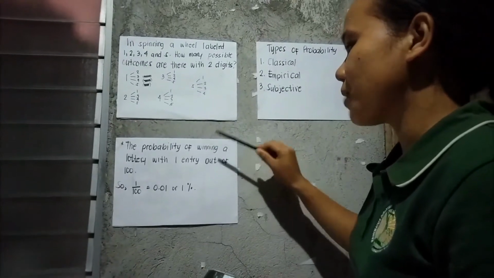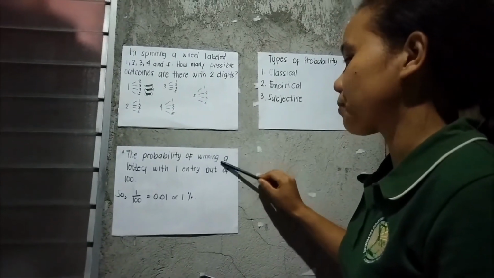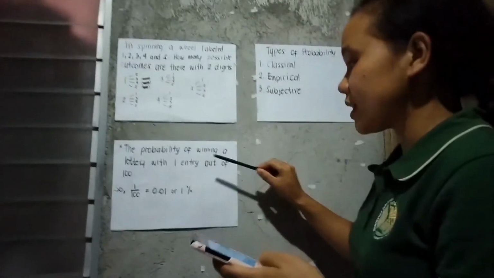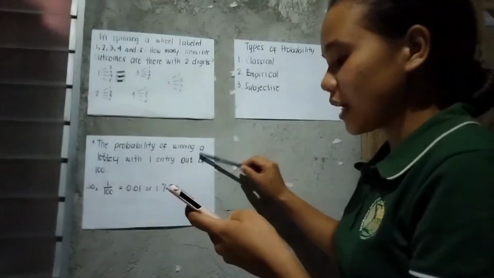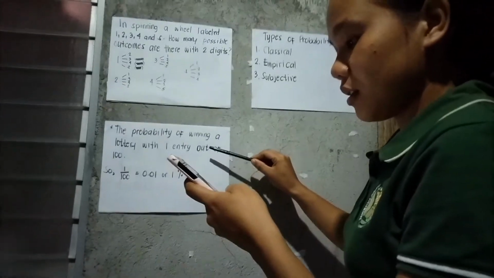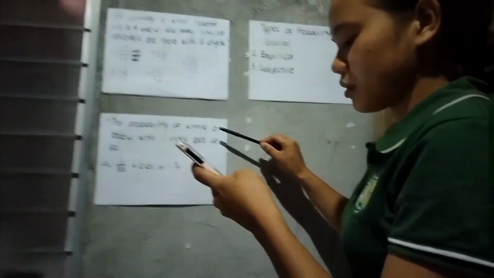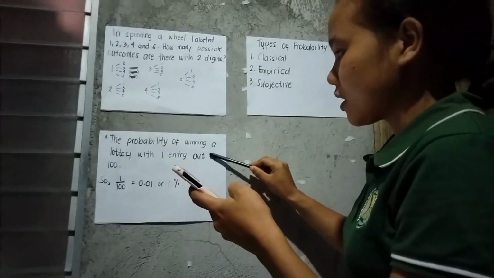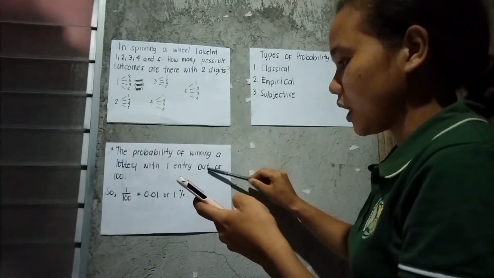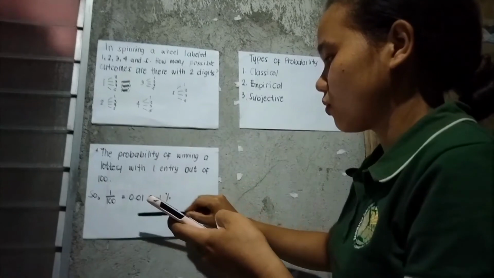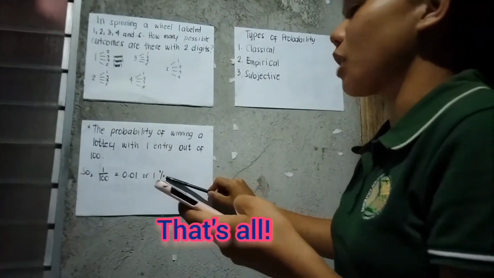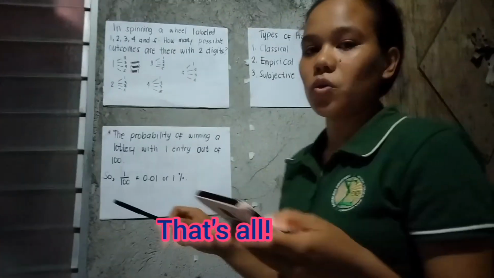So, to identify what type of probability this is, since this outcome is equally likely, this is a classical probability. So that's all.